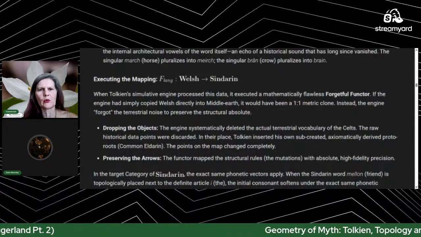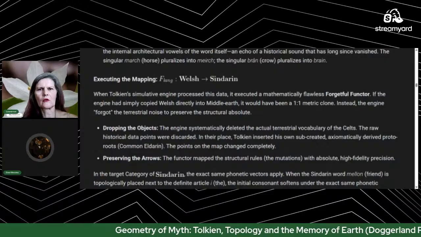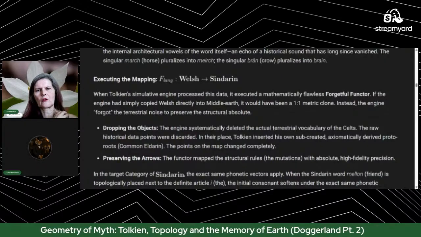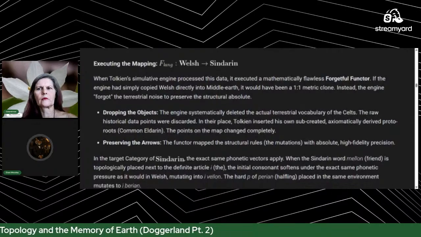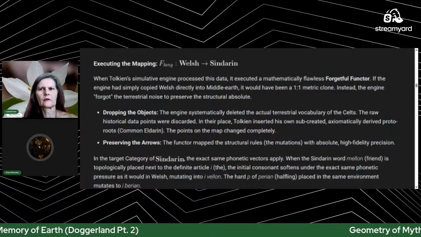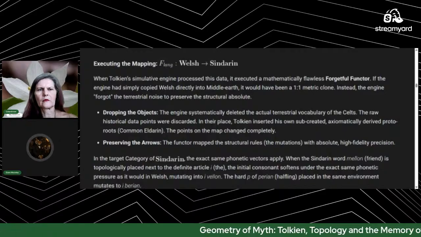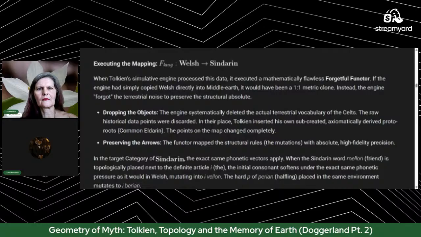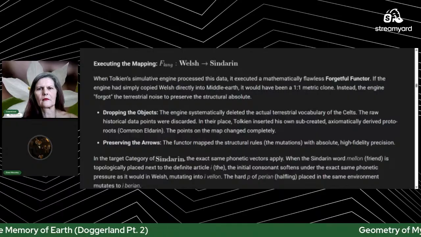for the language, right? Exactly, yeah. So it's mapping Welsh structure onto Sindarin. So you're mapping from a primary world language, Welsh, and you're taking a lot of its basic structural morphemes and mapping it onto Sindarin. And so when Tolkien's simulative engine processes data, it indicated a mathematically false forgetful functor.